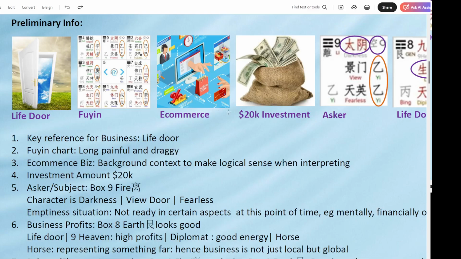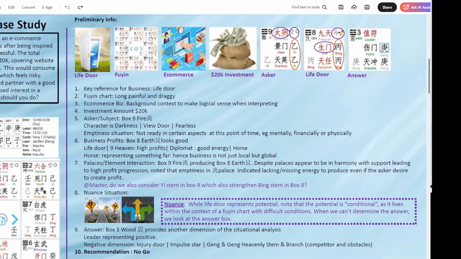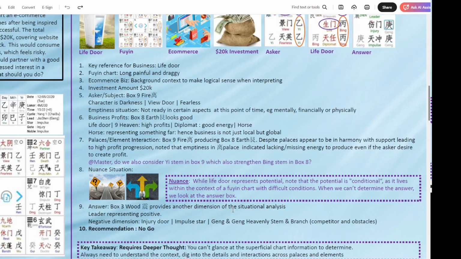The other thing is this is a 20K investment, and we look at the Asker box. What we have in the Asker box: we have Moon, the Darkness, we have View Door, we have Fearless Stars. We'll go into that later. And then Live Door, what are the elements inside Live Door? And we have an answer box. All these are highlighted for ease of reference. So now take a look. Number one thing that we want to know, the key reference for business, is Live Door.